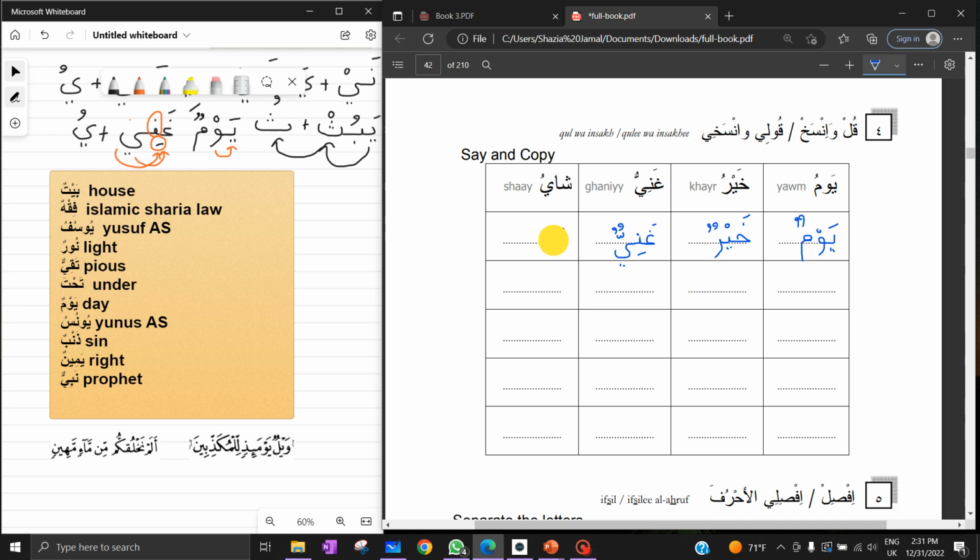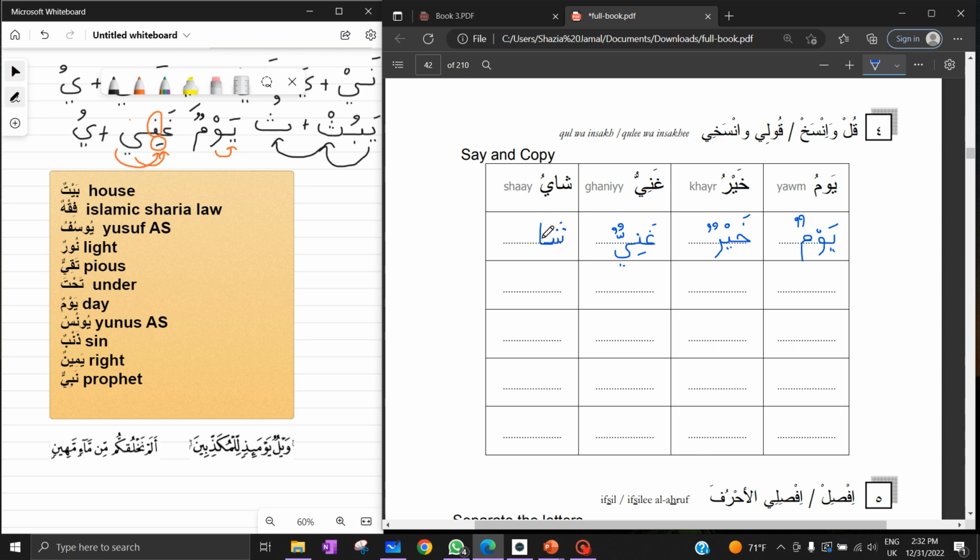A small W and then there is a small tail. Remember, there is a W and then there is a small tail continuing with the long alif. Sheen has 3 dots, but we will learn this letter afterwards. Just because I'm writing, I've just explained how Sheen is written.